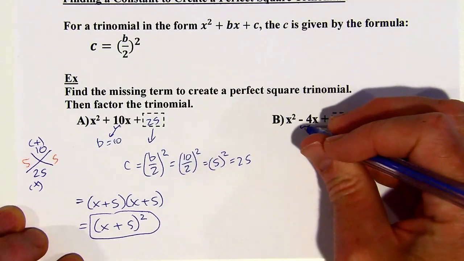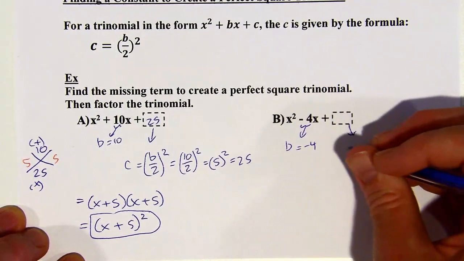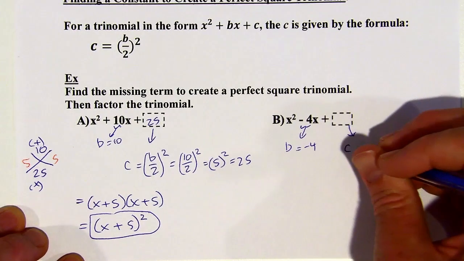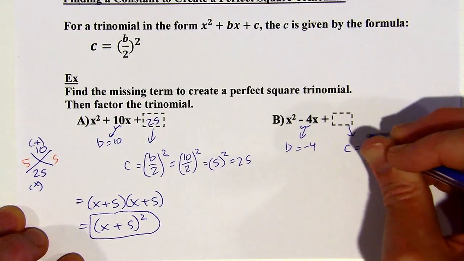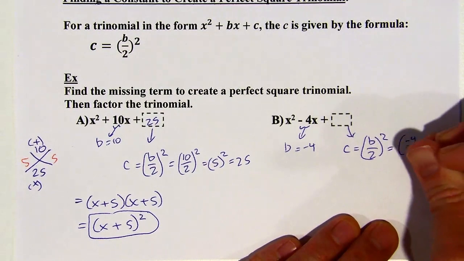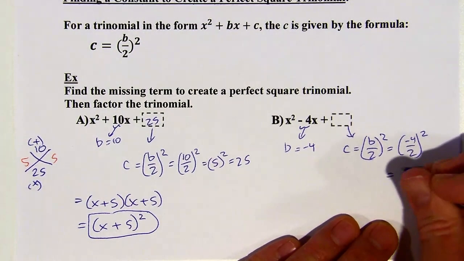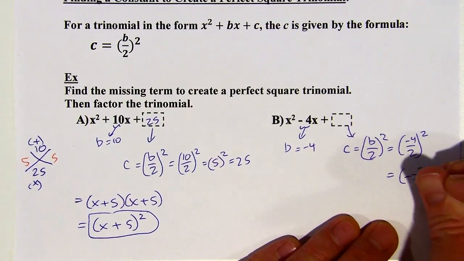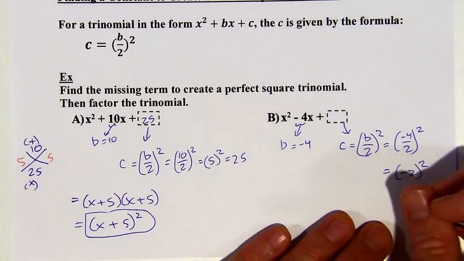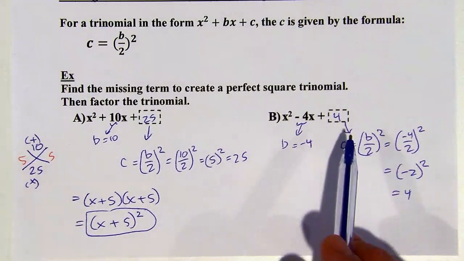So I'm seeing, okay, b here is -4. So then that means my mystery number, the c, is going to be b over 2 squared. So b is -4. I'm going to divide that by 2 and square it. So -4 divided by 2 is -2. And then when I square -2, that's +4. Okay. Got my mystery number.